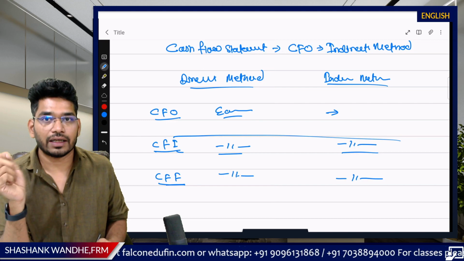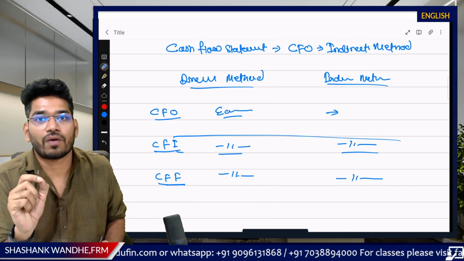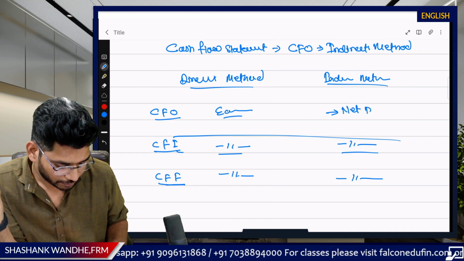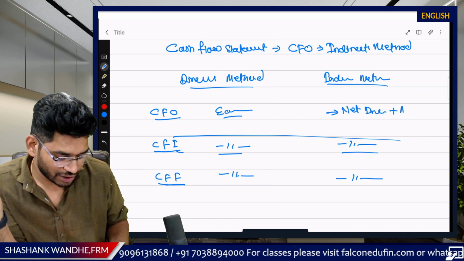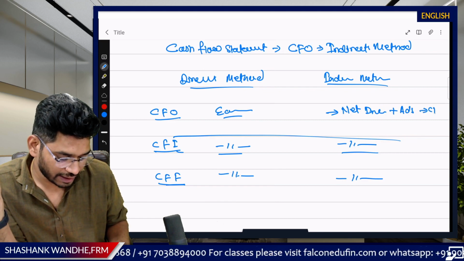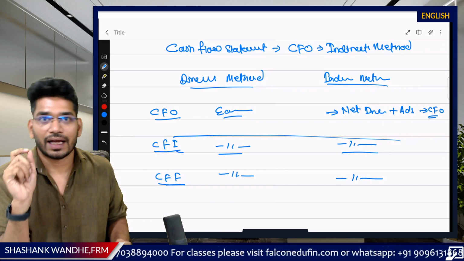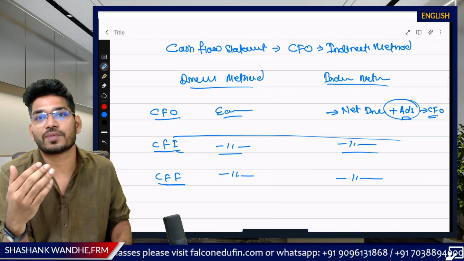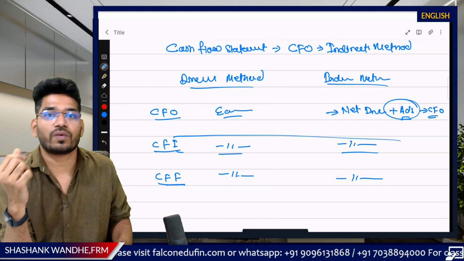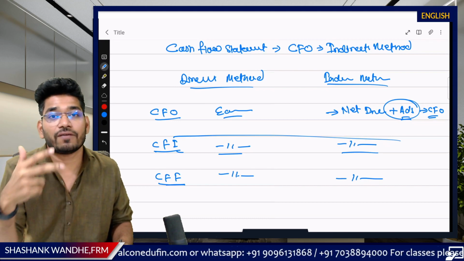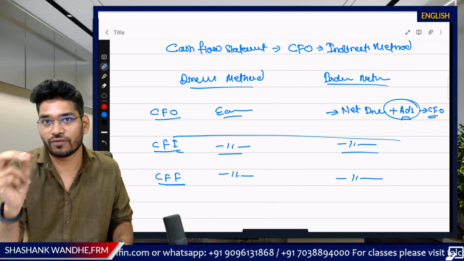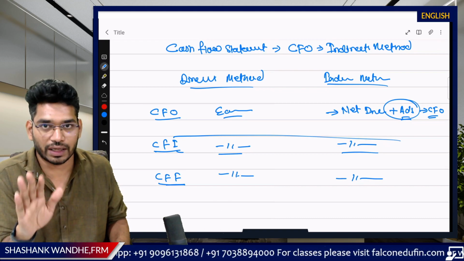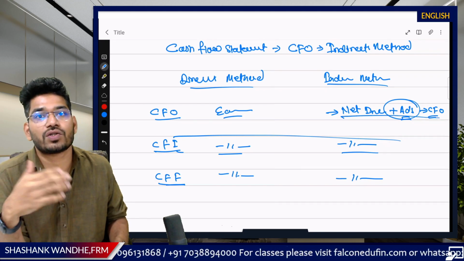in indirect method, to arrive at the cash flow from operations, CFO, we use net income. We make certain adjustments and then we get the CFO, cash flow from the operations. And the problem for students is how these adjustments are treated. So in adjustments, we use balance sheet and income statement, and with the help of balance sheet and income statement, we arrive at the CFO. And as I said, this is not very intuitive to understand, and totally agree with it. And my objective here is to give you that intuition.